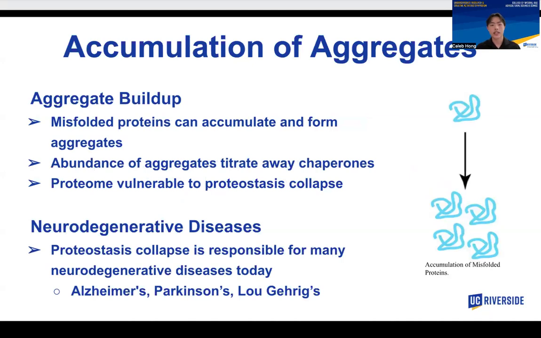A larger issue arises, however, when misfolded proteins begin to accumulate and form aggregates. The abundance of aggregates can titrate away chaperones, which again are our defense mechanism. This leaves the entire proteome vulnerable to proteostasis collapse, and proteostasis collapse is the basis for many neurodegenerative diseases today, including Alzheimer's, Parkinson's, and Lou Gehrig's disease.